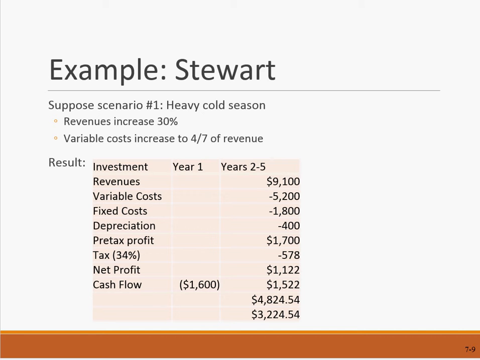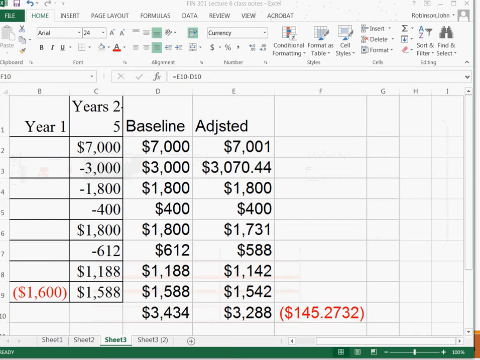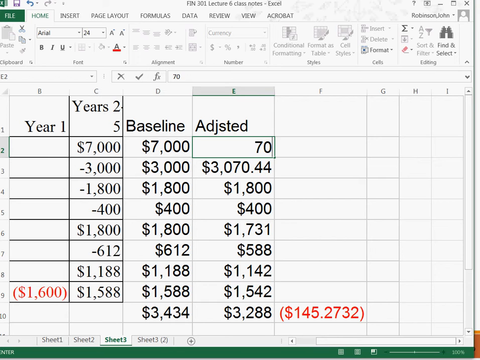And this is the kind of thing you can do in a scenario, is you can have multiple effects across the pro forma and just look at the overall effect. So we're going to increase revenue by 30% and increase variable cost to 4/7. So if we flip back over to our, right, so this is our adjusted. We adjusted it by $1, and that was a sensitivity analysis. So we're going to do a scenario now, right? So our scenario was some pretty significant changes.